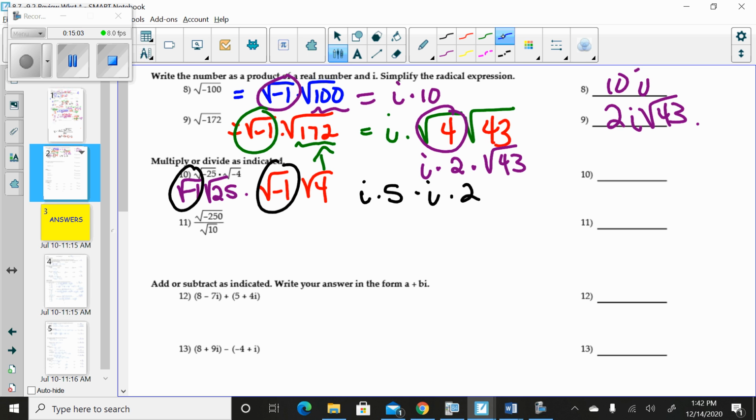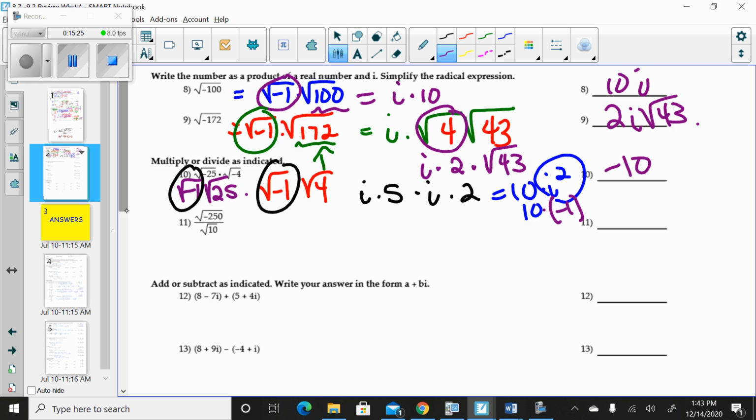Multiply what you have left. So 5 times 2, there's 10. And i times i is i squared. All right, but what's i squared? Remember what we did with those? Anytime you see an i squared, we can replace that with what it's equal to, which is -1. So 10 times -1 would be -10. There's so much we can actually do if we just get the i out of there.